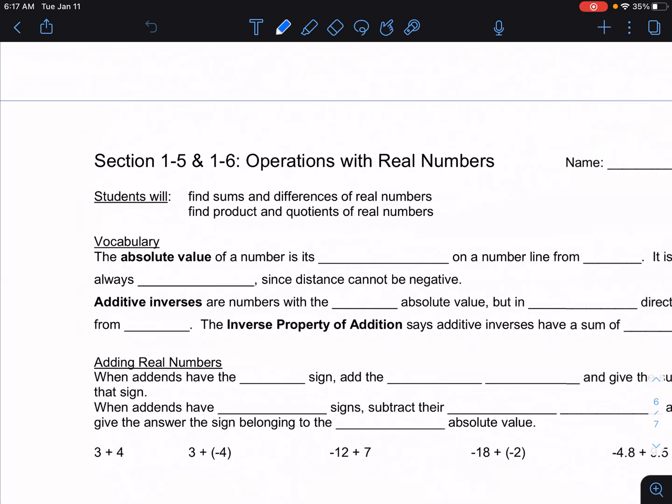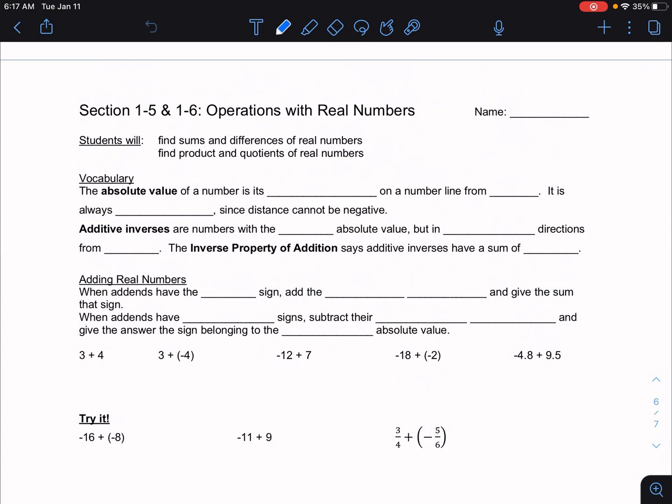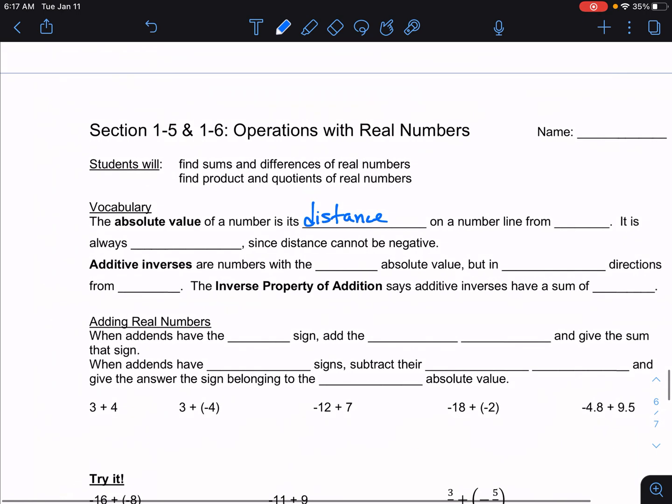So to talk about finding sums and differences, we need to first talk about what an absolute value is. The absolute value of a number is its distance on a number line from the number 0. Because it's a distance, it's always going to be positive. Distance can never be negative, so it's always going to be a positive value.